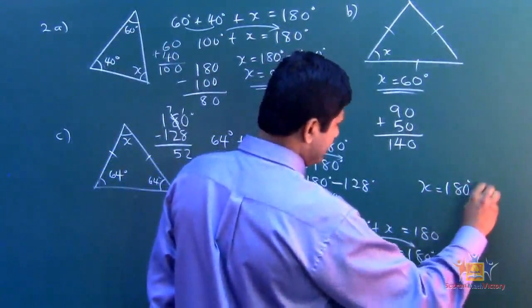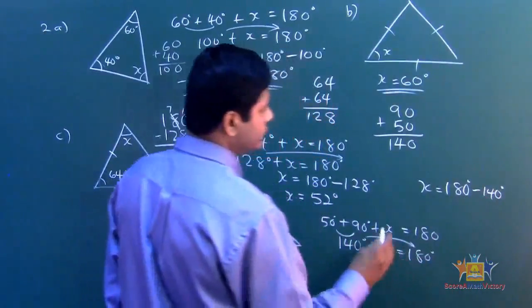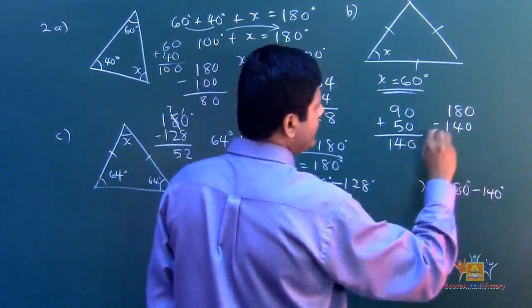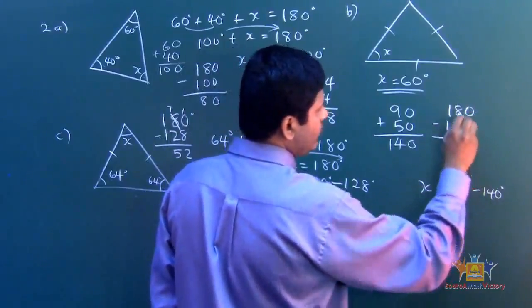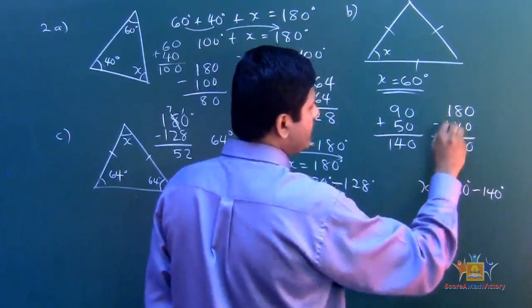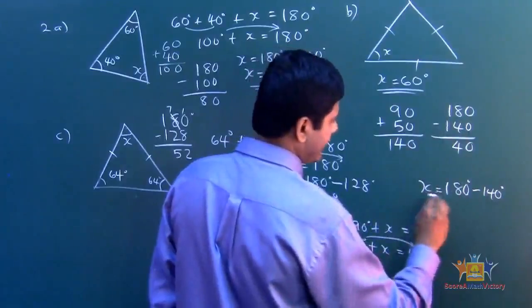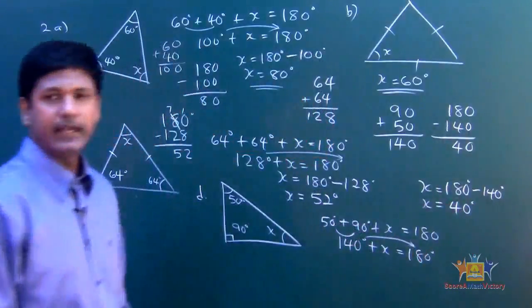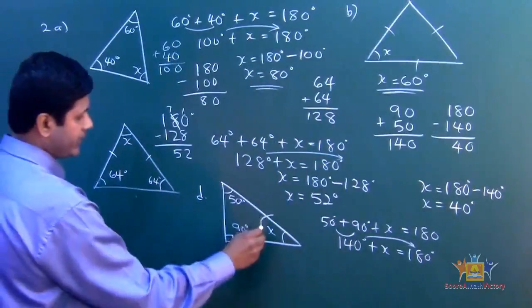So x equals 180 minus 140. Let's line it up. 180, lined up with 140. 0 minus 0 is 0, 8 minus 4 is 4, 1 minus 1 is 0. That means x equals 40 degrees. See that? So that's 40 degrees right there.